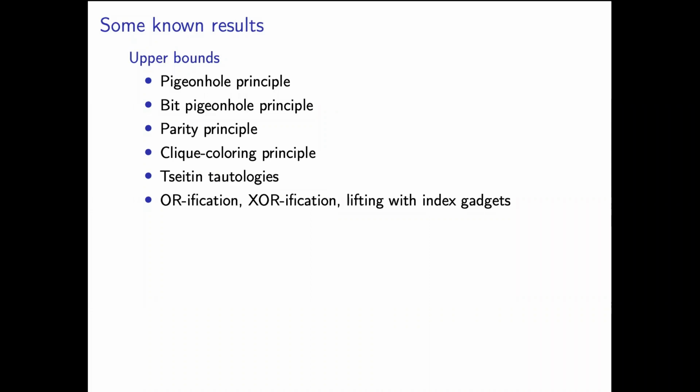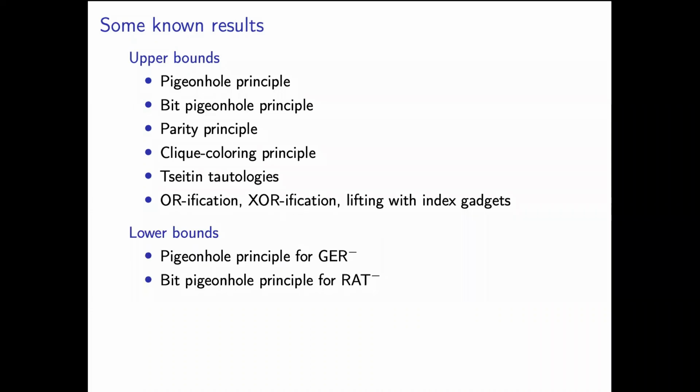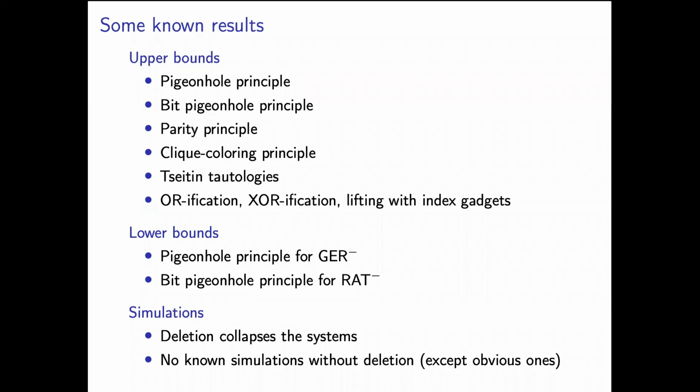And there are also some lower bounds on proof length that are known. This is a proof system that I haven't defined, but I will mention a little bit. These principles are hard for these systems in the sense that they require exponentially long proofs in those systems. And what's also known is, for instance, that deletion collapses the systems. All of the systems start to simulate each other if you allow deletion, and there are no non-simulations without deletion.